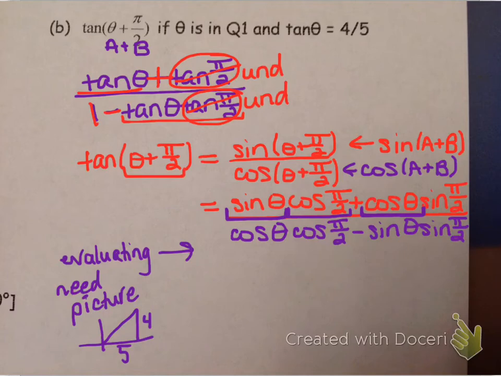But you don't have to, because if I just evaluate the unit circle parts of it, this is what happens. I'm going to ignore the sine of theta for right now, but cosine of pi halves is 0. And I'm going to ignore the cosine of theta right now, and the sine of pi halves is 1.